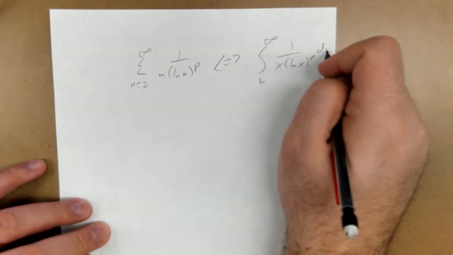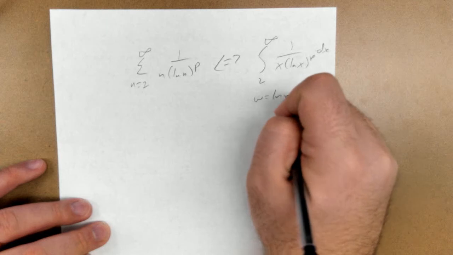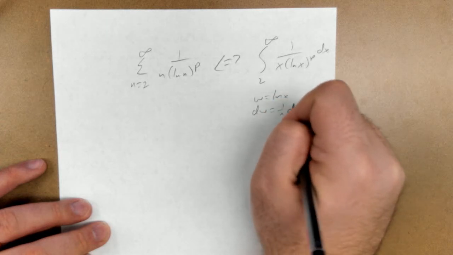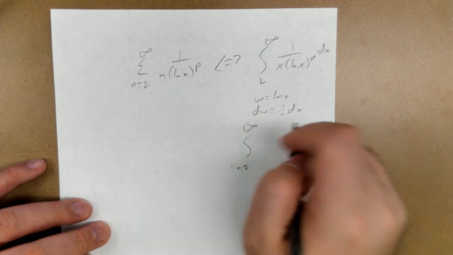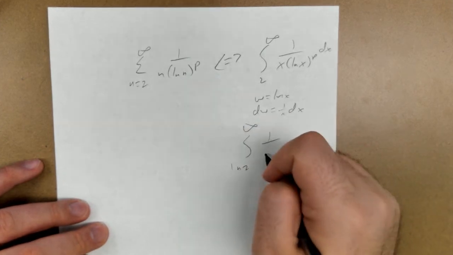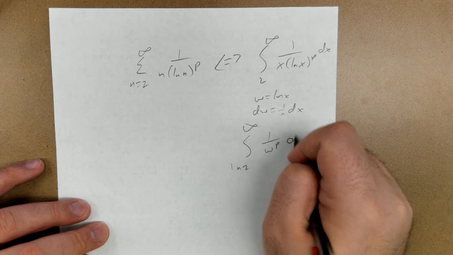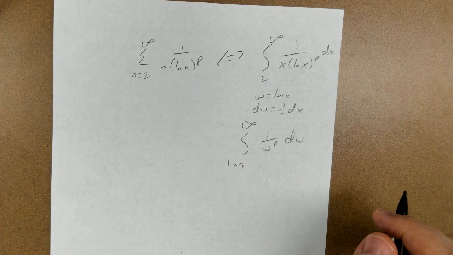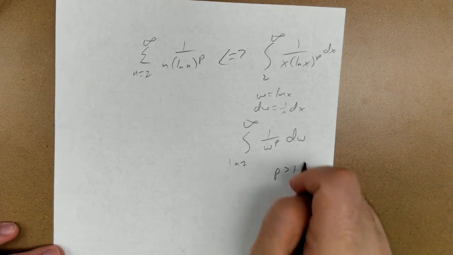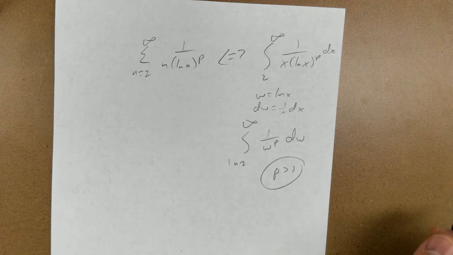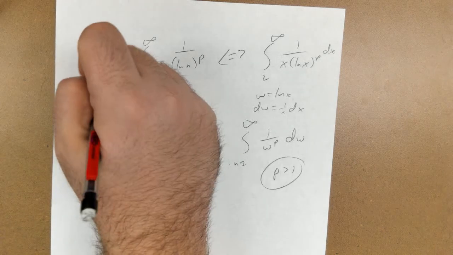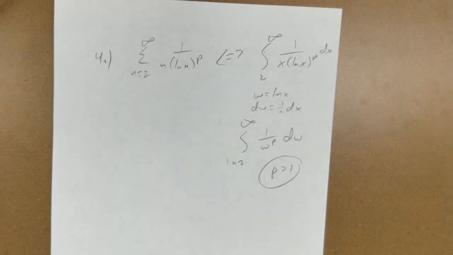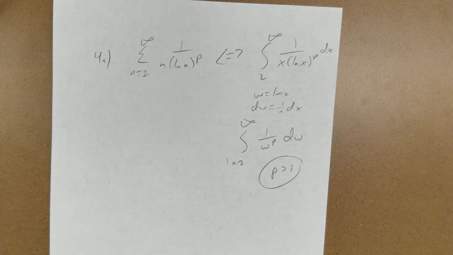So I'm going to make w ln of x so that dw is 1 over x dx. And this is going to go from ln of 2, which really isn't that important. Ln of infinity is infinity. And now this is a p series, well, or p integral. When does that converge? That converges when p is greater than 1. So it's the same value as a regular p series. Same conditions. So that was 4a. You can try 4b. 4b is just a different w substitution that you guys can try.